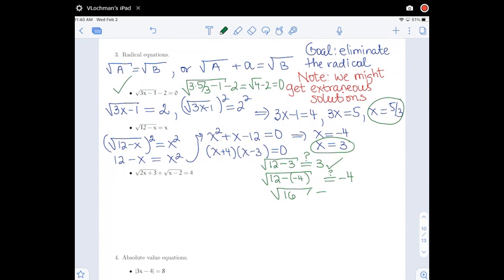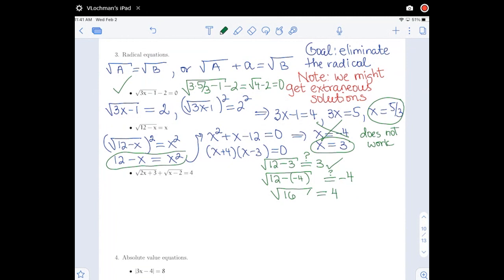But the square root of 16 is positive 4, right? Square root of 16, look at that, is not negative 4. The square root of 16 is positive 4. So this is an extraneous solution. This one does not work. It would work in the squared form, but it doesn't work in the original form.